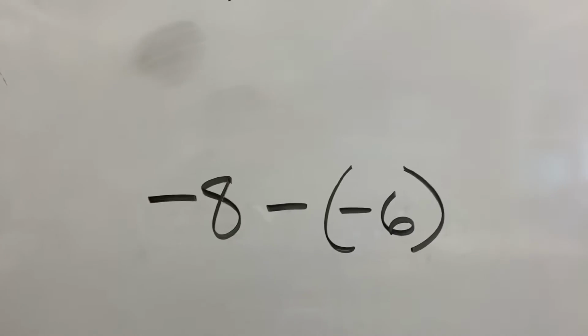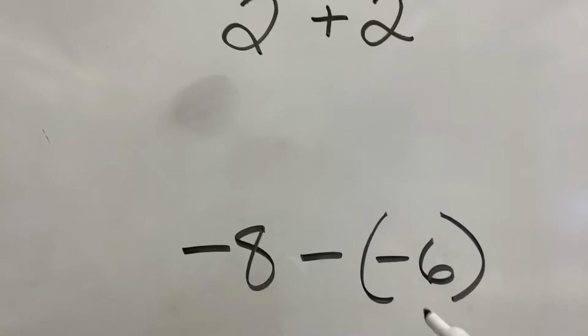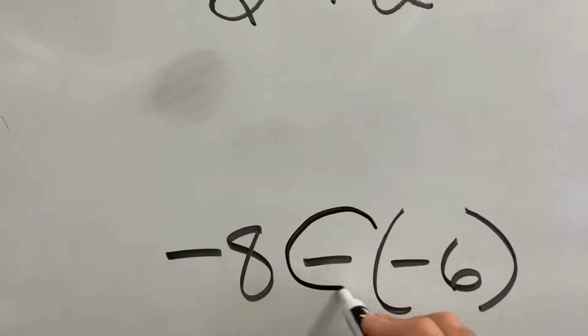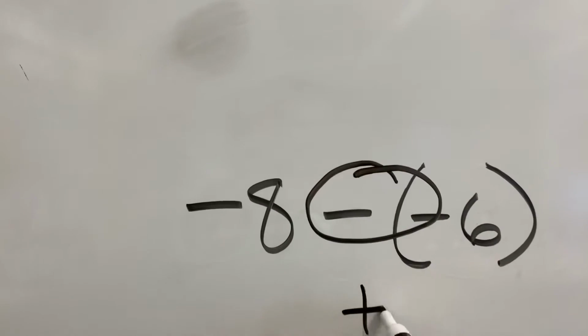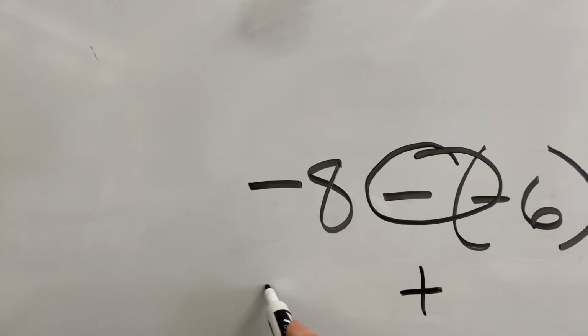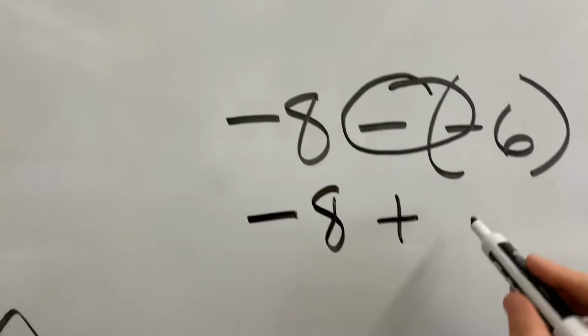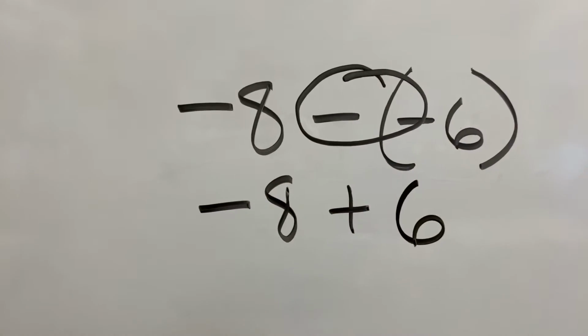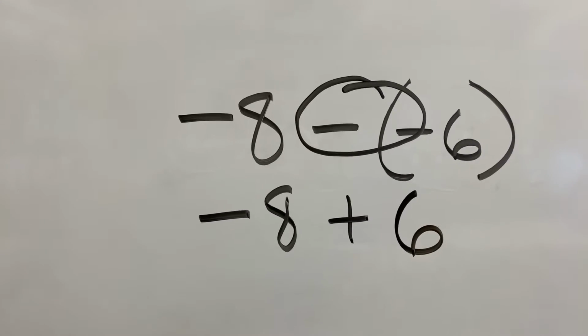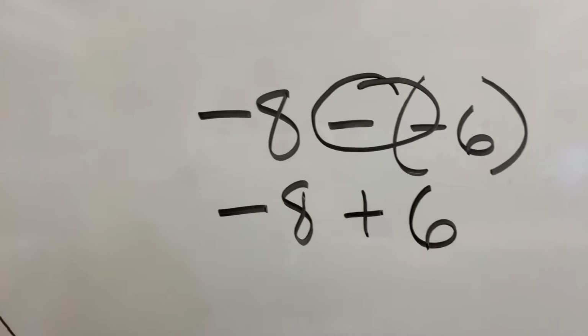Okay, look at this mess. First, I'm going to deal with the double negative. Turn that into a positive. Then I'm going to write down the negative 8, and I'm going to write down what is now a 6. This is a 4.2 problem, negative 8 and positive 6.